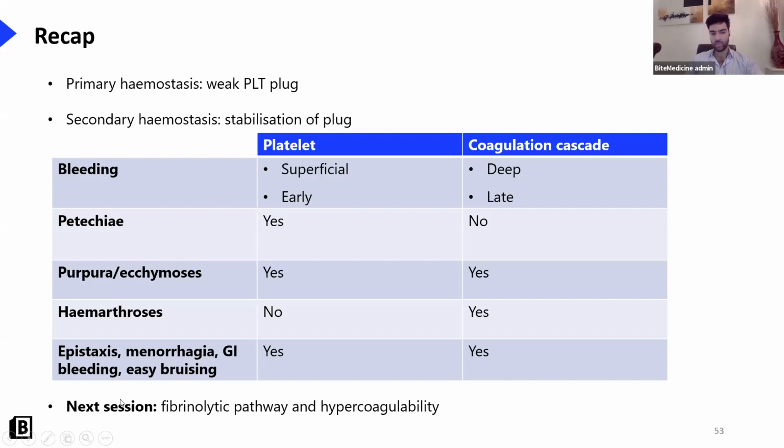The next session, we're going to cover the fibrinolytic pathway and hypercoagulability and thrombophilias. So those, I saw some of you were asking about factor V Leiden, etc. That will all be covered in the next session. That does not fall under a bleeding disorder.